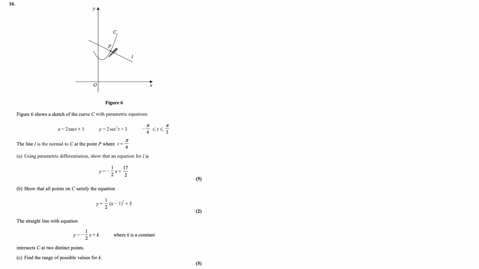And so I need to find this for the curve C. I need the gradient function dy by dx. Now, since x and y are in terms of t, I need to use my chain rule. So I know that dy by dx is equal to dy by dt multiplied by dt by dx. And so I have y is equal to 2 sec squared t plus 3. Differentiating gives me 4 sec multiplied by the derivative of sec, which is sec tan. So I have 4 sec squared tan t. 3 being a constant differentiates to 0.